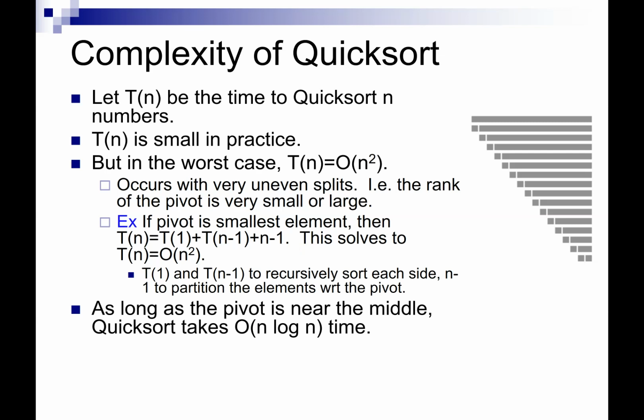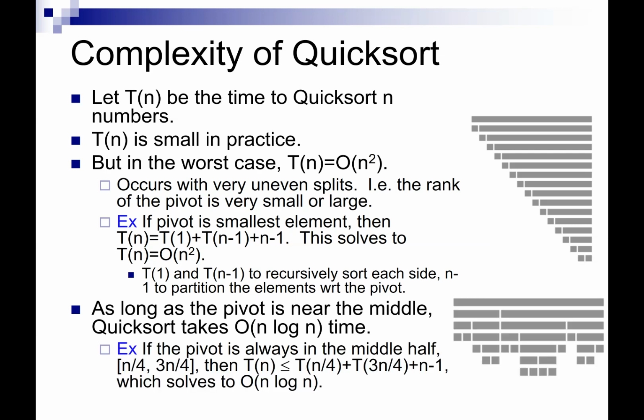So that's quite bad. On the other hand, if you pick a pivot which is near the middle of the set of numbers, then you can show that quicksort is only going to take n log n time. In fact, you don't have to pick exactly the middle element as your pivot. You can pick something which is close to the middle. So for example, even if your pivot element is in the middle half of the values, so let's say that it's larger than n quarters of the values, 1/4 of the values.